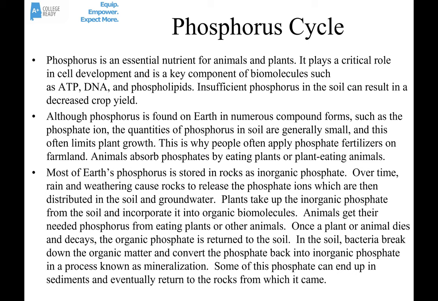Phosphorus is found on Earth in a lot of different compounds, like phosphate ion, which is PO4 minus 3. But generally, the amount of phosphorus in the soil is pretty small, and this often limits plant growth. This is why people oftentimes apply phosphate-based fertilizers to farmland. It helps the plants grow faster. Animals typically get their phosphates by eating plants or plant-eating animals.